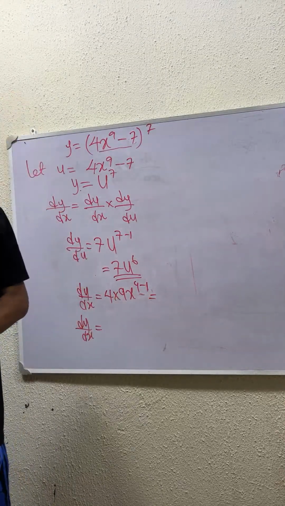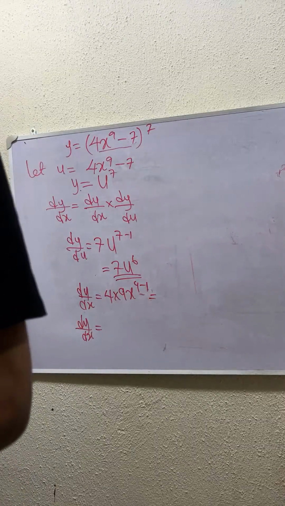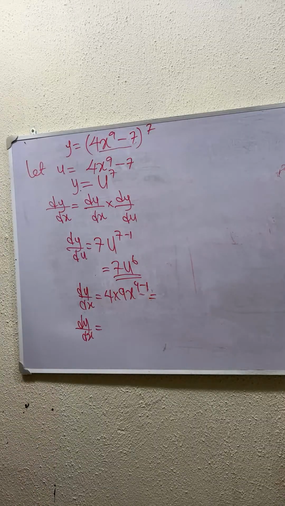What is 4 times 9, please? Let's comment. What's the value of 4 times 9? 4 times 9 is 36.